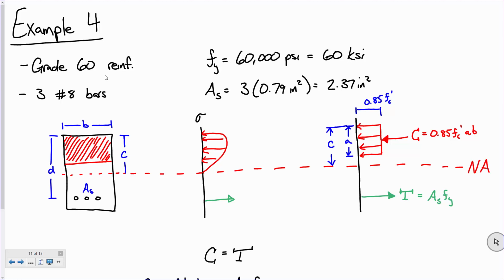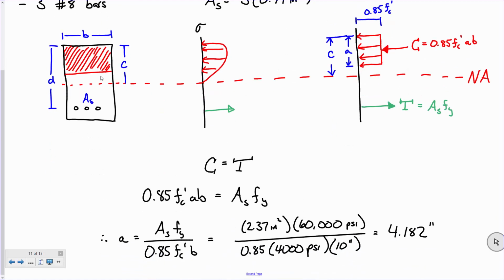Okay. Now, the tensile force in this section is just going to be the area of steel times Fy. Make sense? Now, that's assuming that the steel yields, which we will check. The compressive force is the same kind of deal, stress times area. The magnitude of that stress being 0.85 f'c, the area being a times b. The one quantity we do not know is a. So we solve for a by recognizing that the compressive forces must equal the tensile forces, and get an a value of 4.182 inches.